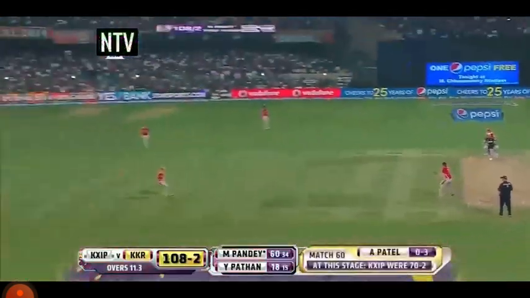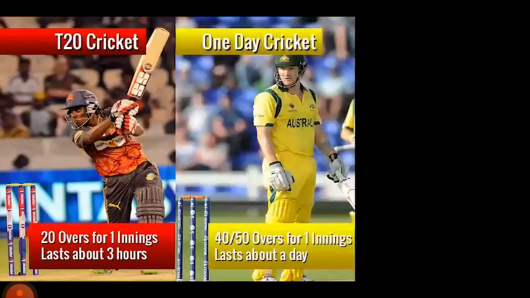The amount of overs and innings vary depending on the format of cricket. In 2020 cricket, each team is given 20 overs for 1 innings. This game generally lasts about 3 hours. In one-day cricket, each team is given 40 or 50 overs for 1 innings. As the name implies, the game generally lasts about a day.